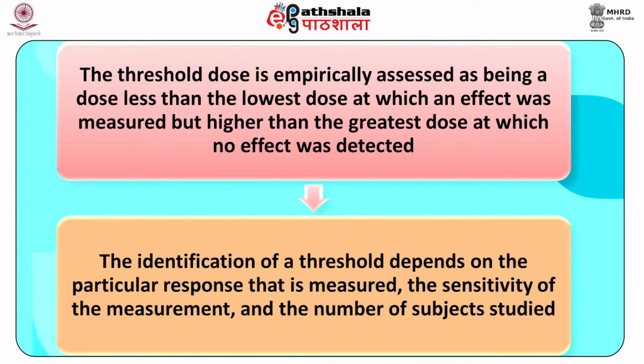Obviously, the identification of a threshold depends on the particular response that is measured, the sensitivity of the measurement, and the number of subjects studied. For the individual dose-response relationship, thresholds for most toxic effects indeed exist, although inter-individual variability in response and qualitative changes in response pattern with dose make it difficult to establish a true no-effects threshold for any chemical.